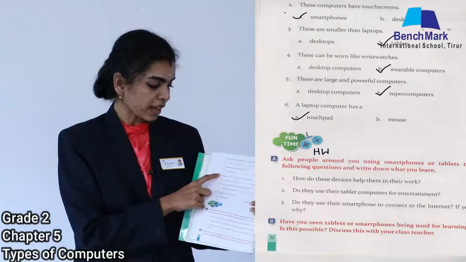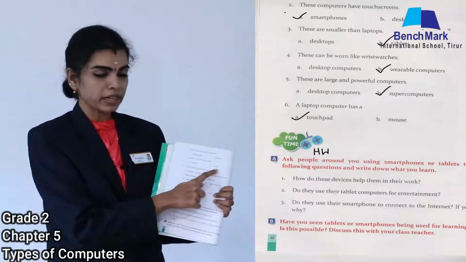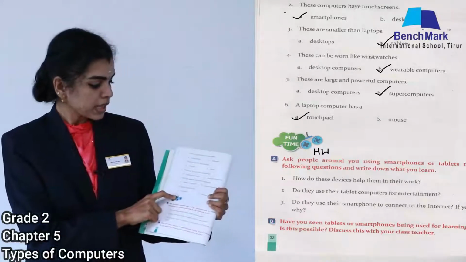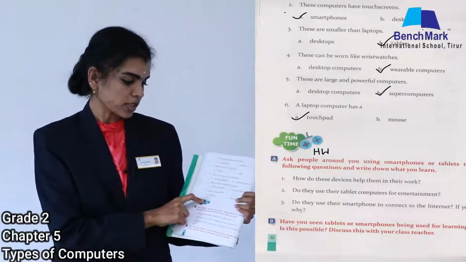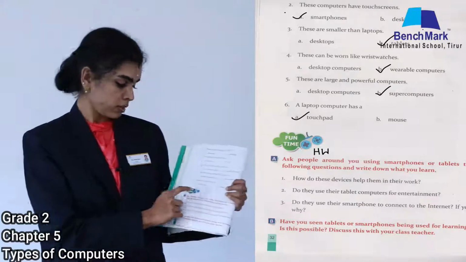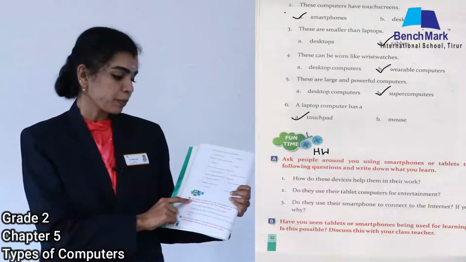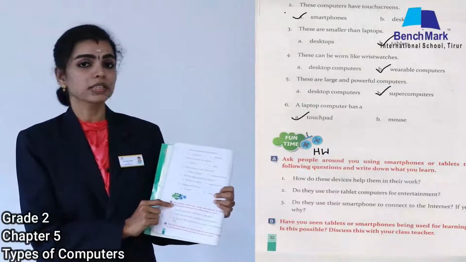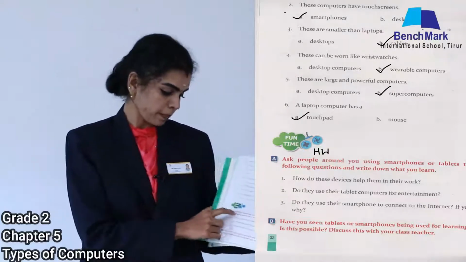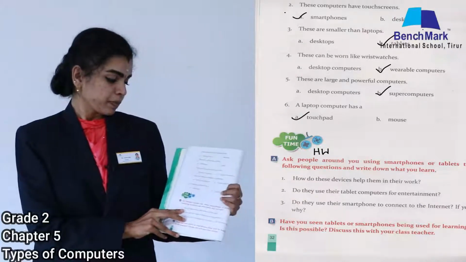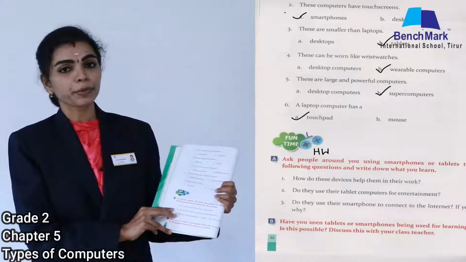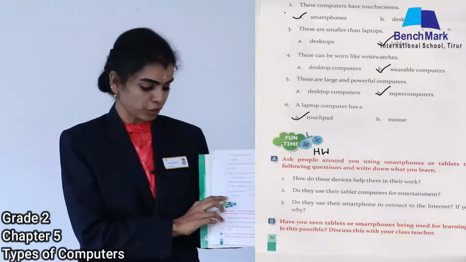These are smaller than a laptop. A tablet is smaller than a laptop, so you need to tick that. These can be worn like wristwatches. What are they? They are wearable computers, so you need to mark it as option B. They are large and powerful computers. What is large and powerful? A supercomputer, so you need to tick them. A laptop computer has a touchpad, so you need to tick touchpad.